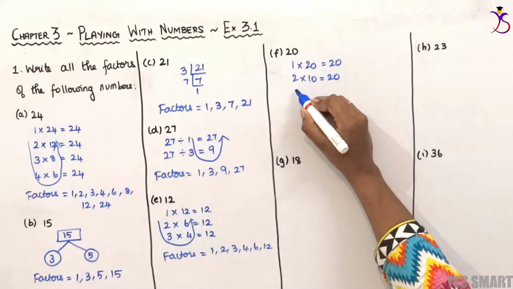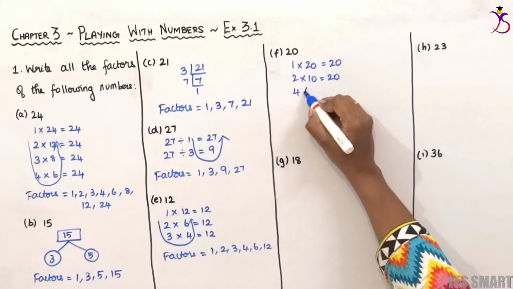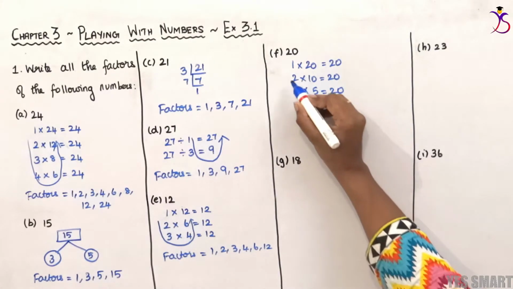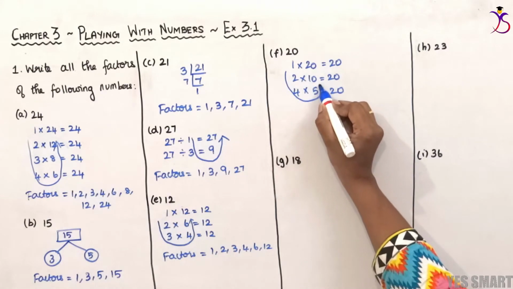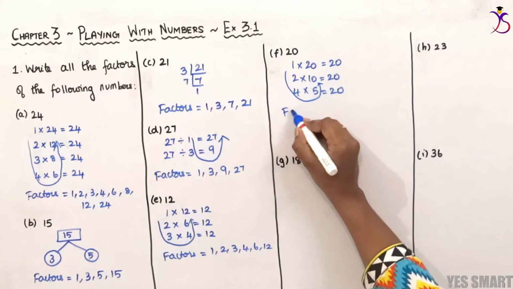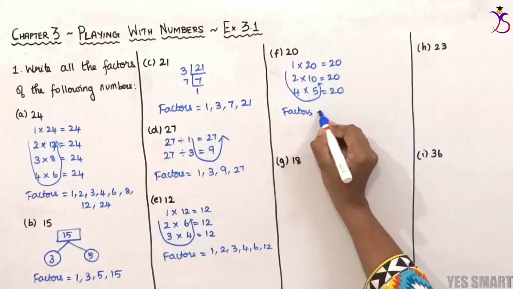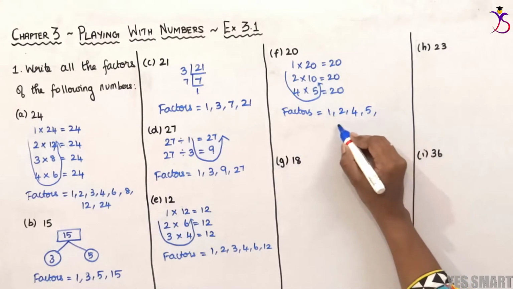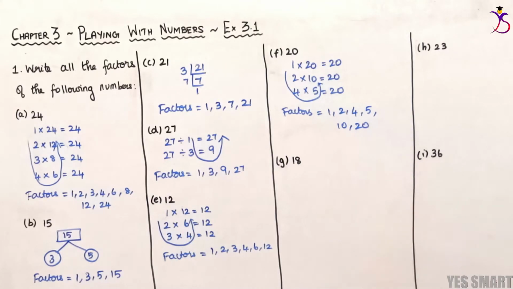So let's skip it. After 3 we have 4. 4 5s are 20. After 4 we have 5 which is already written here. Therefore we can stop and write the factors in this fashion. Factors equal to 1, 2, 4, 5, 10 and 20.